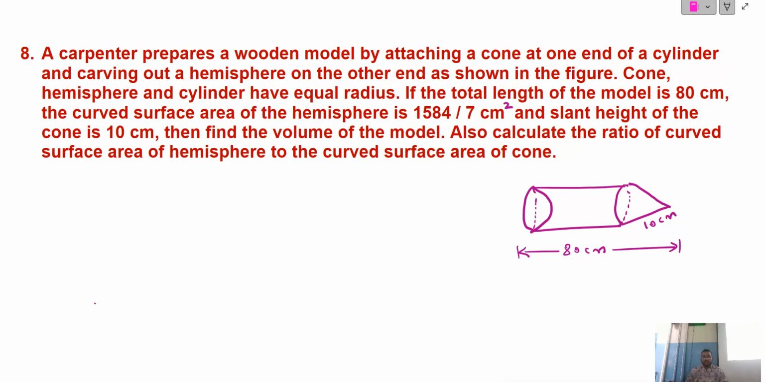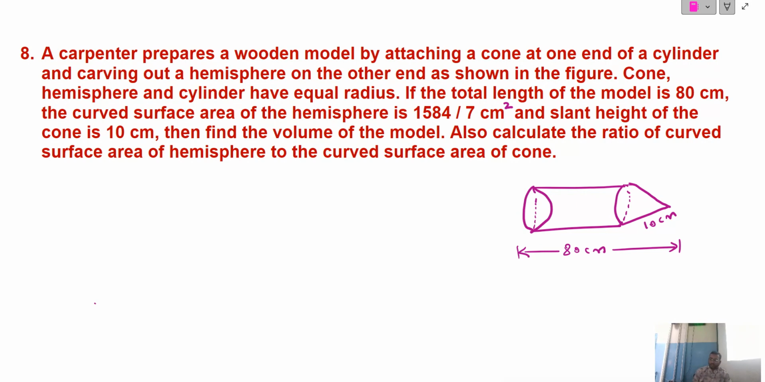Let me go ahead with the next problem, that is question number 8. A carpenter prepares a wooden model by attaching a cone at one end of a cylinder and carving out a hemisphere on the other end as shown in the figure. Cone, hemisphere and cylinder have equal radius. If the total length of the model is 80 centimeter, the curved surface area of hemisphere is 1584 by 7 centimeter square and slant height of the cone is 10 centimeter, then find the volume of the model. Also, calculate the ratio of curved surface area of hemisphere to the curved surface area of cone.